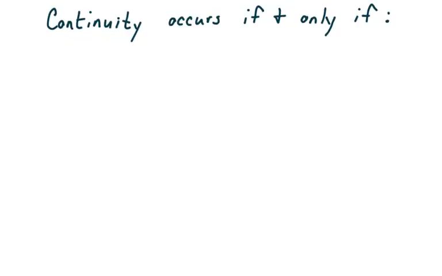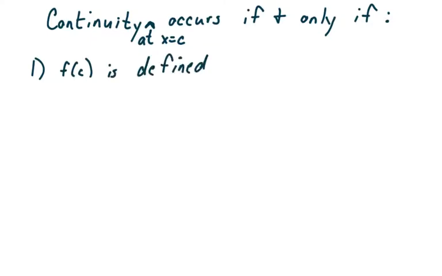Continuity at a point occurs at x equals c, at a very specific point, if and only if these three conditions are met. Number one, f of c is defined. So I have to have a value, a y value, at x equals c. That must happen. What that means is that the point exists.